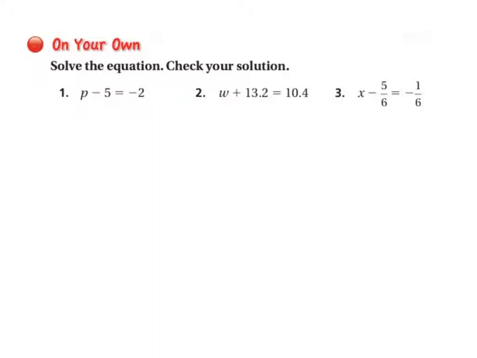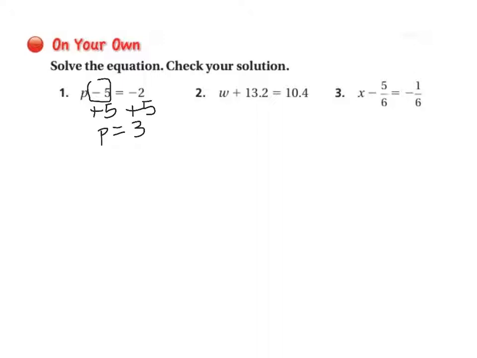Number 1, p minus 5 equals negative 2. So we look at the sign before the 5, so it's a minus sign, so we're going to use our addition property of equality, and we are going to add 5 to both sides. So p minus 5 plus 5 equals just p on the left, and negative 2 plus 5 equals 3.